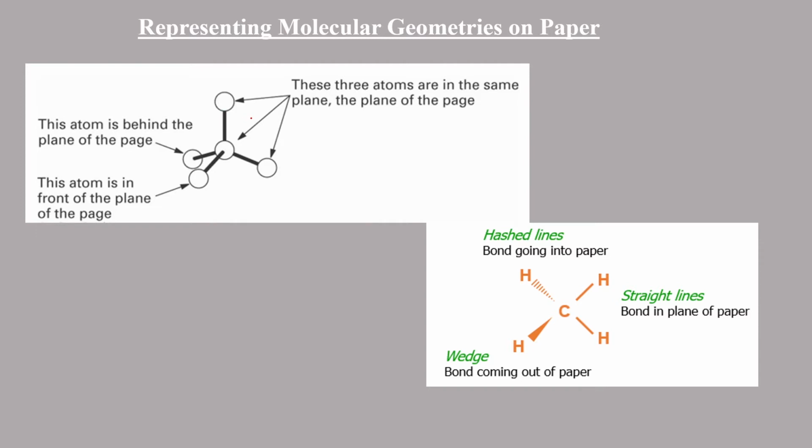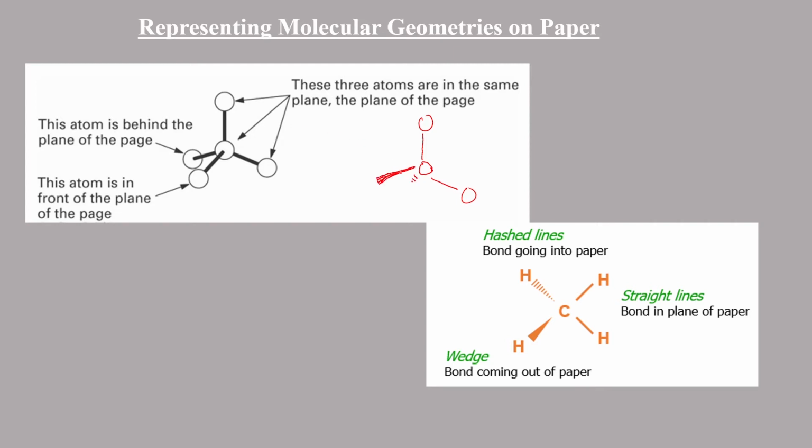It is easy to represent linear and trigonal planar on paper, but a little bit tricky to draw a tetrahedral shape. So for tetrahedral, this image shows the tetrahedral, and in this tetrahedral, these 3 atoms are in the same plane. So we draw these 3 as straight lines. These 3 bonds are on the plane of the paper.